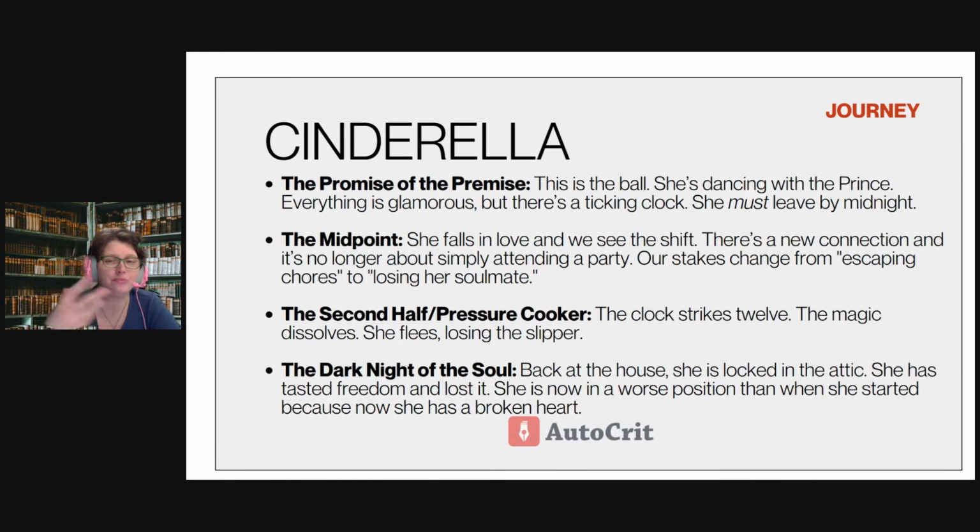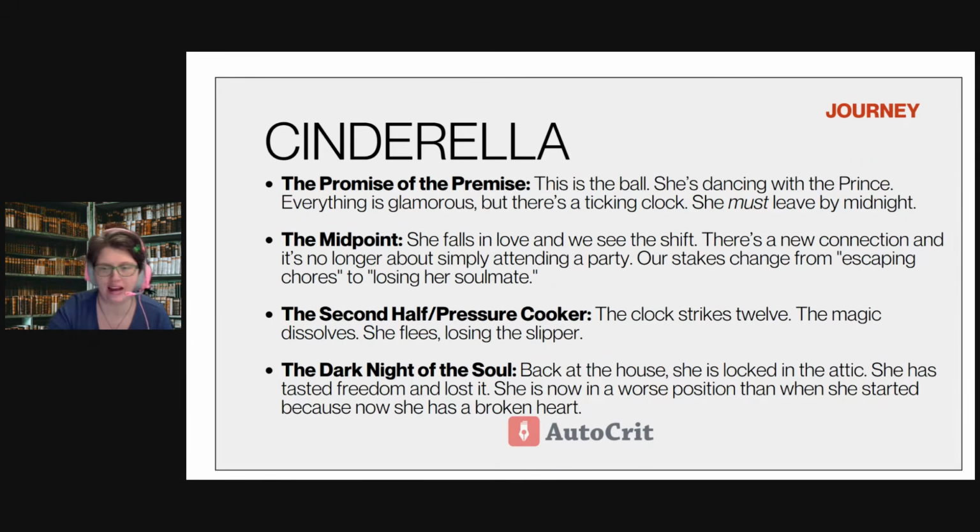Then we are moving into the midpoint. Cinderella has fallen instantly in love with the prince, and we are seeing this shift, right? There's a new connection now. It is no longer simply about, hey, I get to attend this party. And so our stakes are changing at the midpoint. It's moving from escaping my chores and getting to have some fun and going somewhere to, oh my gosh, I might lose my soulmate.